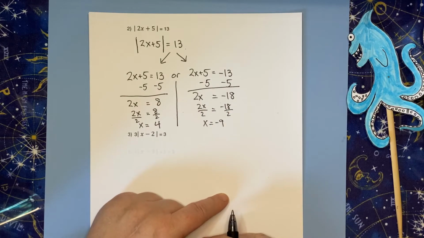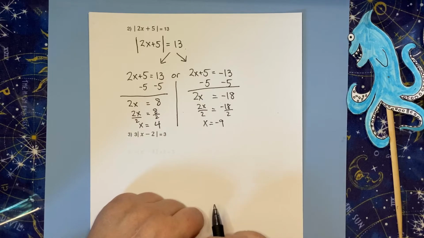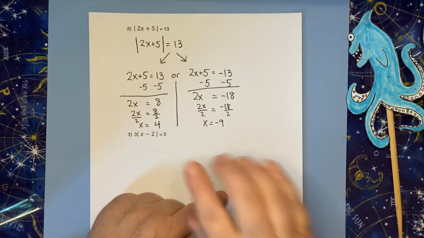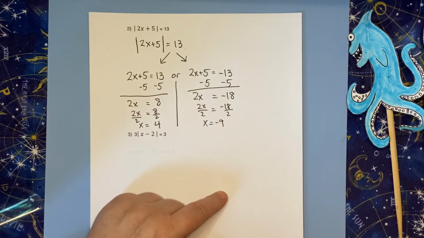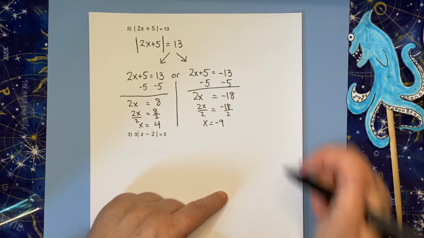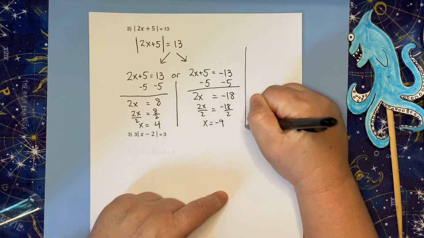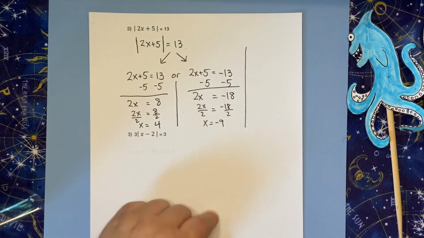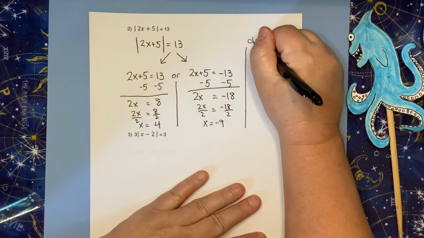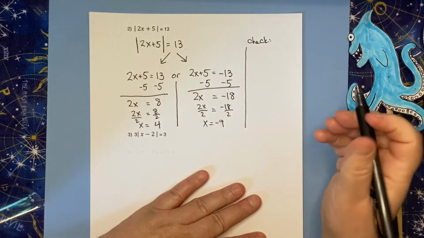Now, in this case, I do recommend that you check your answers. When you solve absolute value equations, you're not going to create any extraneous answers. So if you get the answers, those are both the answers. Everything's great. So you don't have to check. But is there a chance that you made a mistake? Yes. I would always recommend with these more complicated ones, just do a quick check.